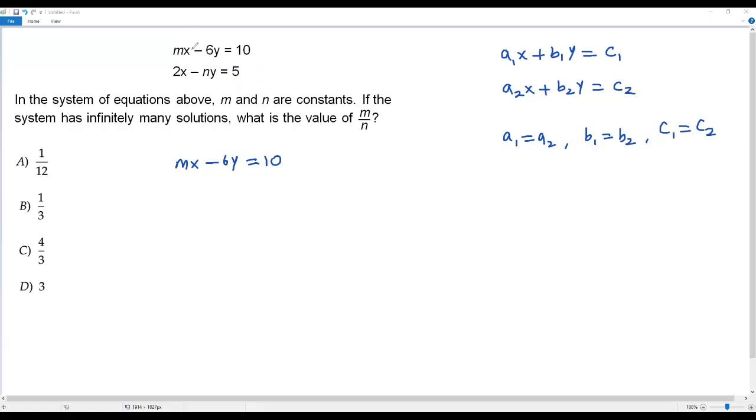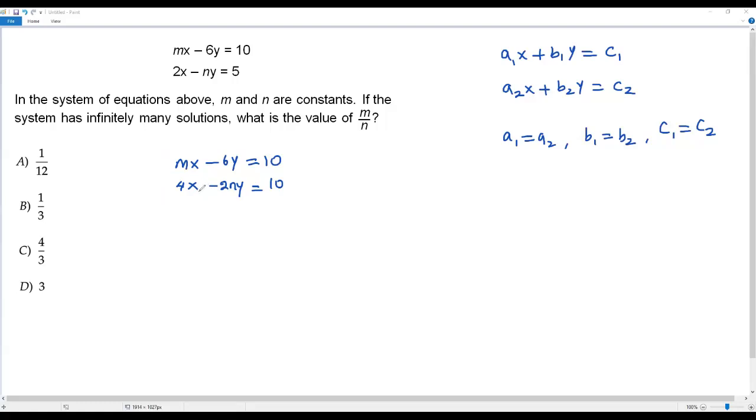Because the system given over here has infinitely many solutions, the coefficients of x must be the same, the coefficients of y must be the same, and the constant terms in both equations must be the same. So for that, I have to multiply both sides of the second equation by 2, so that when I multiply the right side by 2, it will become 10. Now let me multiply the left side of the second equation by 2. When I do so, 2 times 2x will be 4x, and 2 times negative ny will become negative 2ny. And when I multiply this 5 by 2, I get 10. Now the constant term in the first equation and the constant term in the second equation are the same.